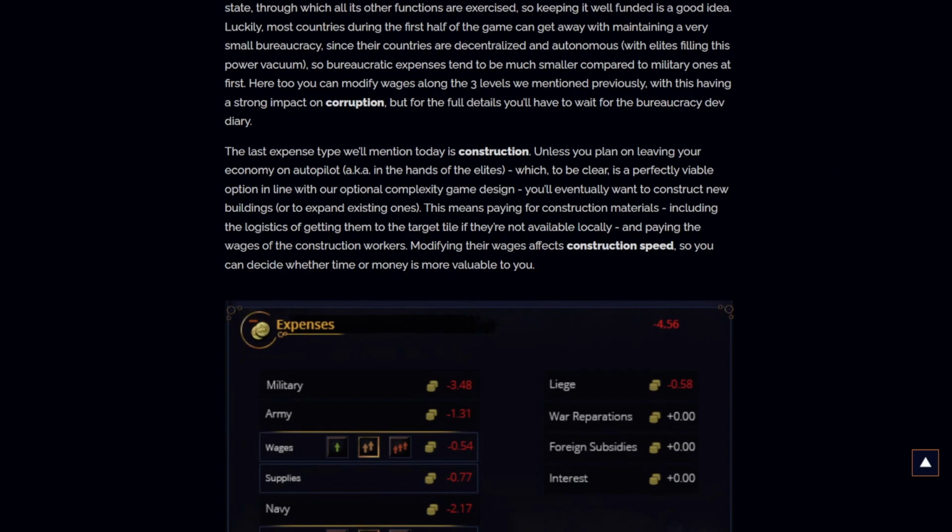And the last expense we'll mention today is construction. Unless you plan on leaving your economy on autopilot, aka in the hands of the elites, which should be clear is a perfectly viable option in our optional complexity game design, you'll eventually want to construct new buildings or expand existing ones. This means paying for construction materials, including the logistics of getting the goods to the site, and then paying for the construction workers. Modifying their wages affects construction speed, so you can decide whether time or money is more valuable to you.